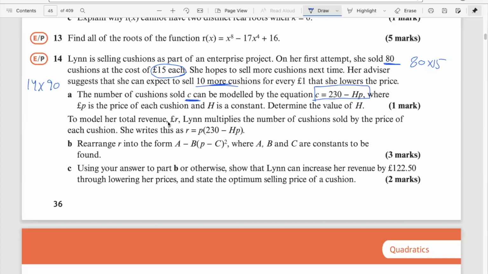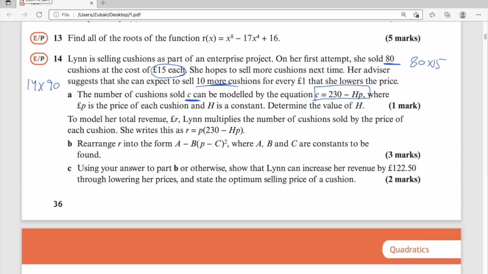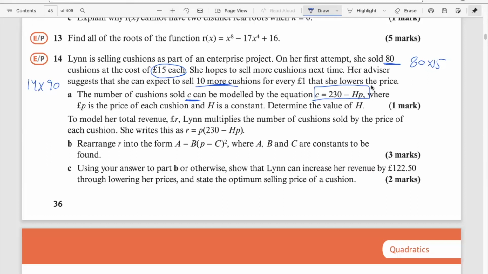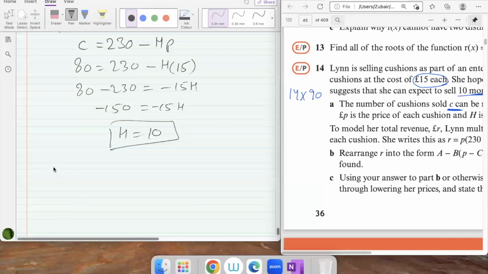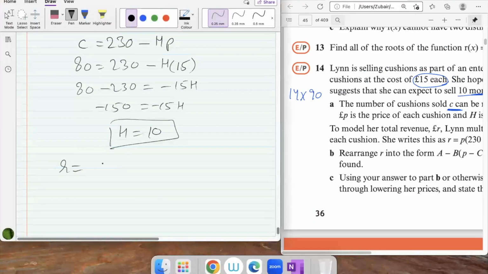To model her total revenue, Lynn multiplies the number of cushions sold by the price of each cushion. She writes this as this. Number of cushions sold is C, and if we multiply C with P, okay, our new equation is R is equal to P times 230 minus 10P.